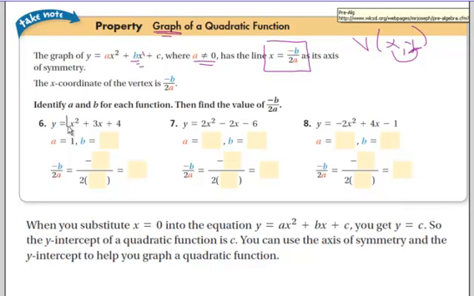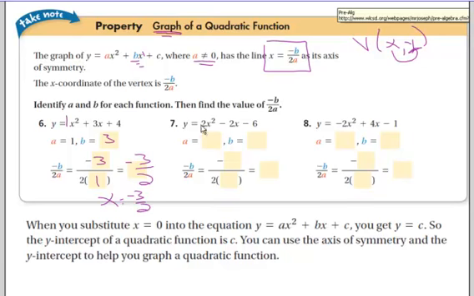Remember, the a value here is 1. In this case, nothing means 1. The b value is the coefficient on x, so that's 3. So I'm going to plug in b as 3, so negative 3, and 2 times 1, so I have negative 3 over 2. So x equals negative 3 halves.